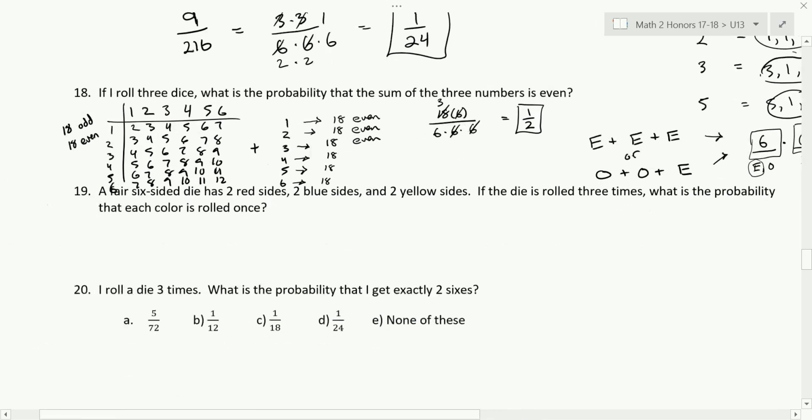A fair 6-sided die has 2 red sides, 2 blue sides, and 2 yellow sides. If the die is rolled 3 times, what's the probability that each color is rolled once? Anybody give this one a try? Okay. You want to share?